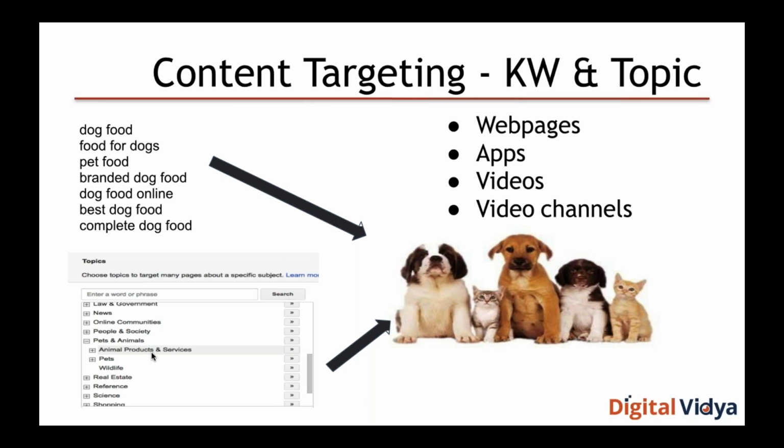So if I say animal products and services there, then my ad will show on videos that are talking about animal products and services. Okay, so that's how this targeting goes.